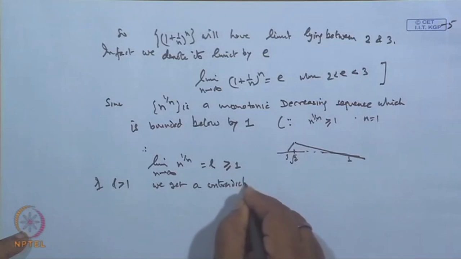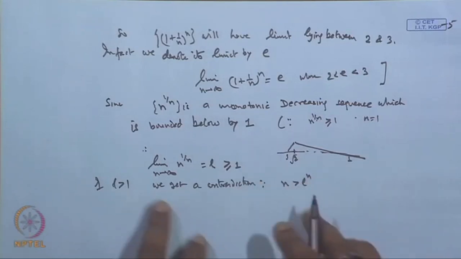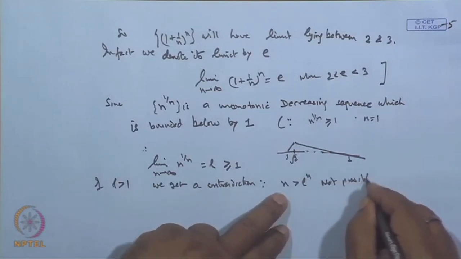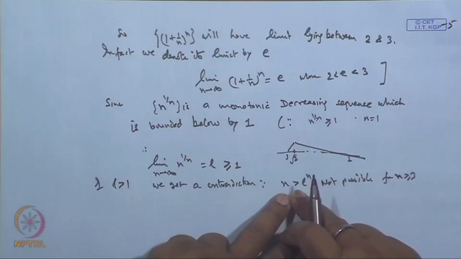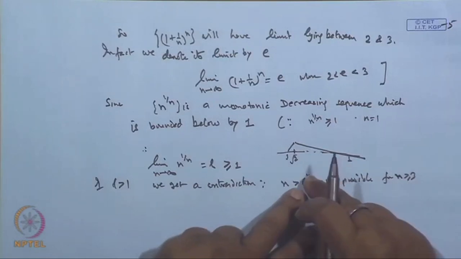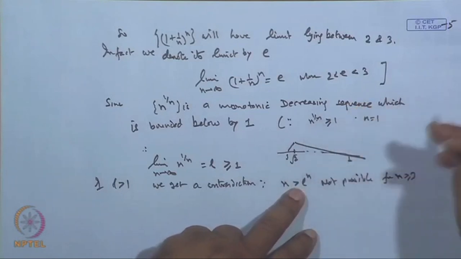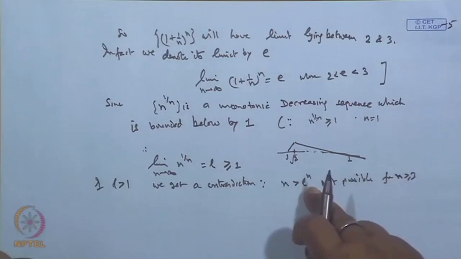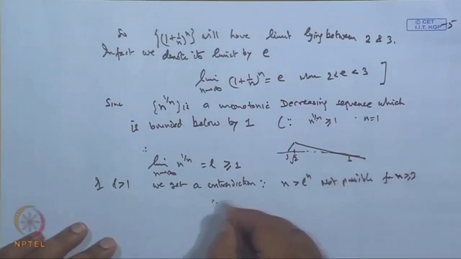Why? Because n is greater than L to the power n, L is greater than 1, so not possible. Not possible for n greater than or equal to 3. Okay? 3 cannot be greater than some number to the power 3. Suppose L is equal to 2, then what happens? 3 cannot be greater than 2 to the power 3. So, it is contrary. Therefore, L must be 1.